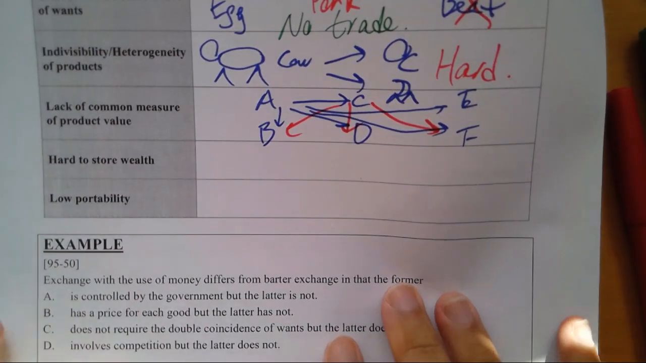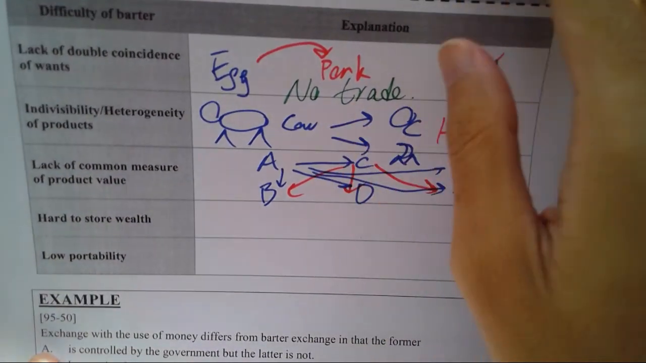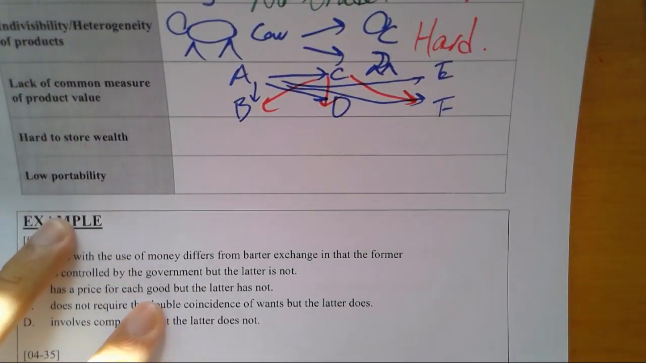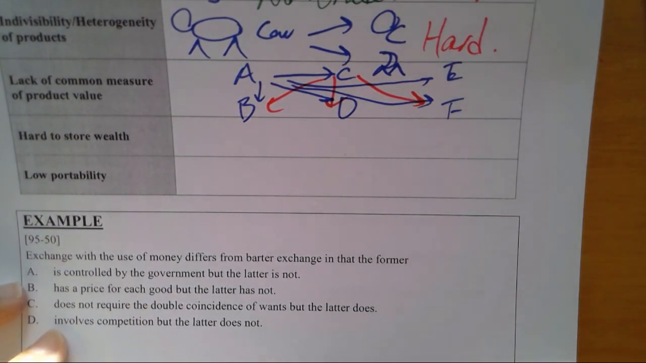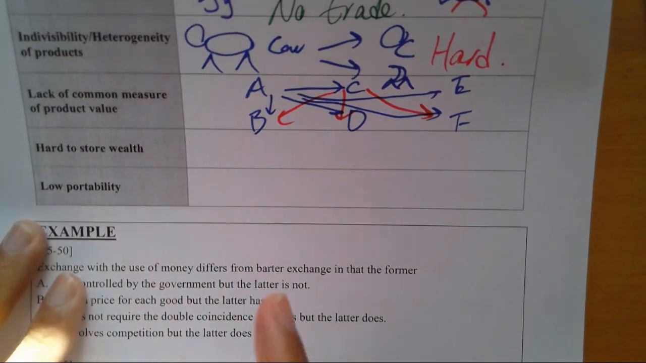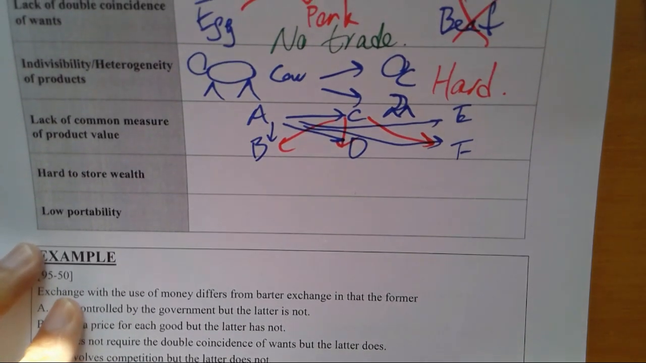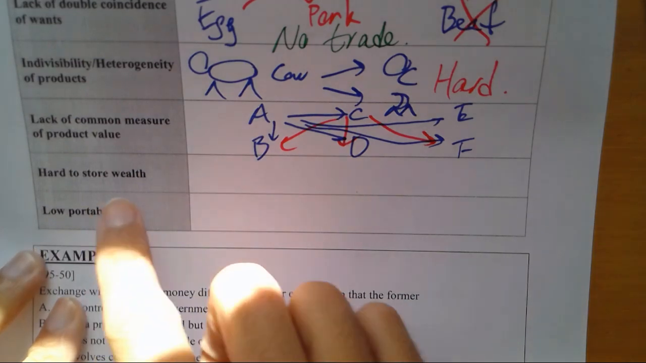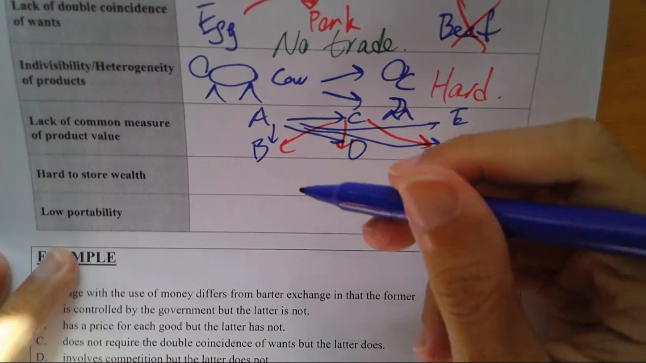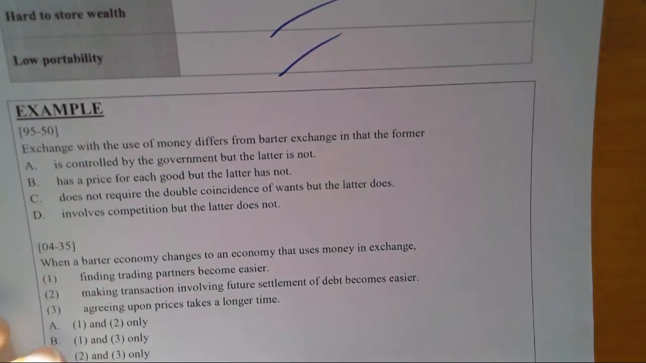Hard to store wealth. Now this one is easy to remember, right? The cow, it will die, right? So you see, with money, you say I store up $100, then it's $100. But now the problem is, the cow is quite difficult to store up because it will die. Same for eggs. Eggs you put for 10 more days, they go bad, right? So this one, low portability, no need to think. The cow, okay. Now let's see some examples.